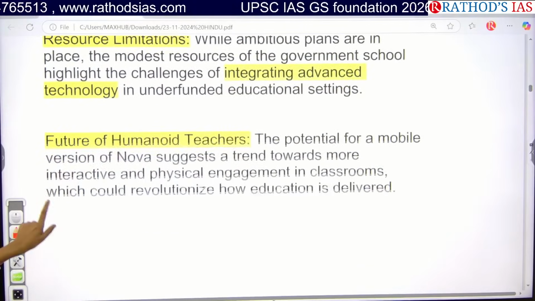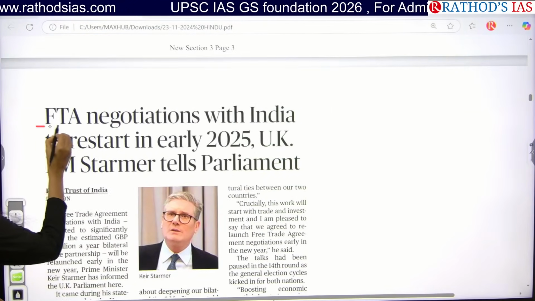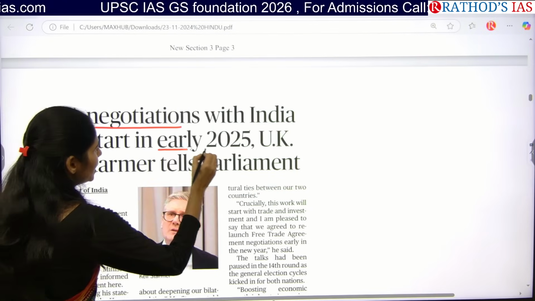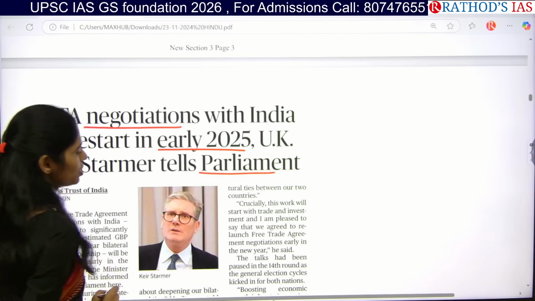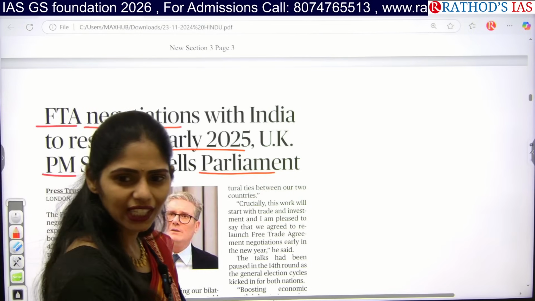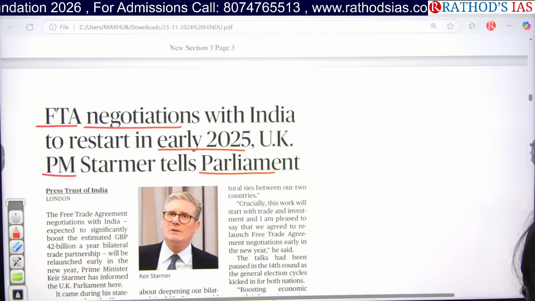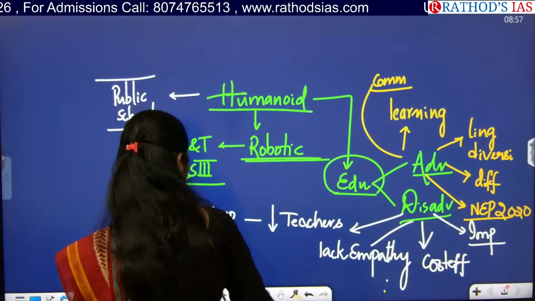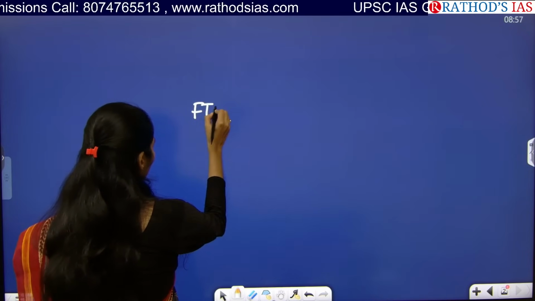And the next important article here is: FTA negotiations with India to restart in early 2025, UK PM tells Parliament. So what is the keyword here? What is this FTA? Free Trade Agreement. Between which countries? India and UK. Okay. So the keyword here is that you have to learn about free trade agreement.